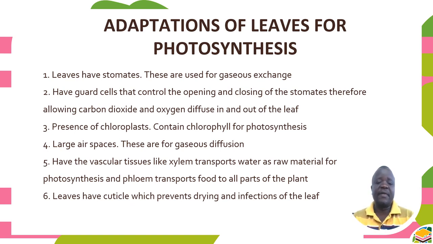the leaves have guard cells that are surrounding the stomata. And these guard cells' function is to control the opening and closing of the stomata, therefore allowing carbon dioxide in and oxygen, which is produced during photosynthesis, to diffuse out of the leaf as a byproduct of photosynthesis. In fact, a byproduct is a product which is produced besides the main product. So oxygen is a main byproduct of photosynthesis and is produced during what? Photosynthesis.